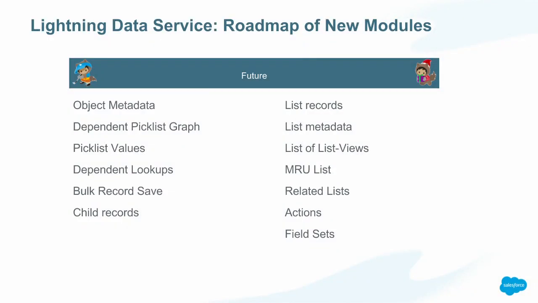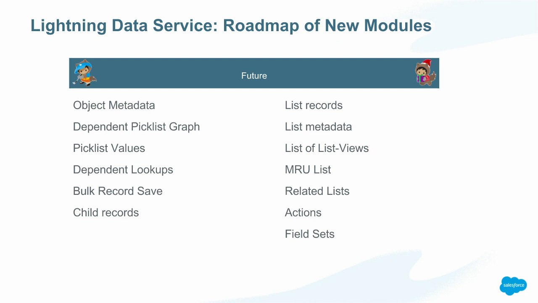So we have a few minutes left. I want to make sure we put enough time for Q&A. So one thing I mentioned is you can think of Lightning Data Service as an extension of our user interface API. They're public now with Winter 18. They're GA. You can go look at all the different endpoints to see the work that we've done.